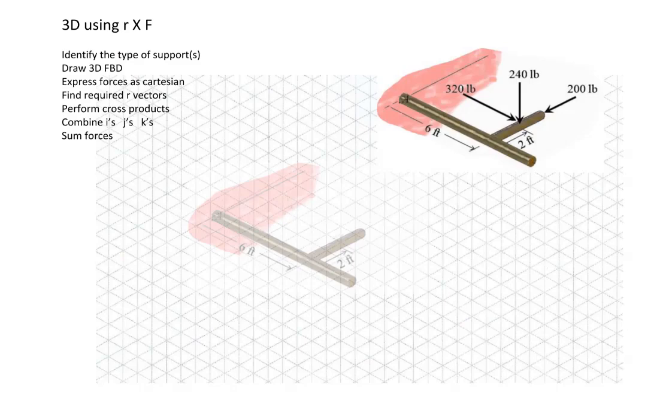This first problem is a fixed support problem. It is this pipe. It is sticking in the wall. It's subjected to 3 forces, and we're going to try to find out the reaction at that support. And here's our process. First of all, identify the type of support. In this case, I'm declaring that to be a fixed support. We're going to draw a 3-dimensional free body diagram, express all the forces as Cartesian, and then find the required R vectors from the point that we care about to those forces, perform cross products, combine I's, J's, and K's, and then sum all the forces and solve for the unknowns.